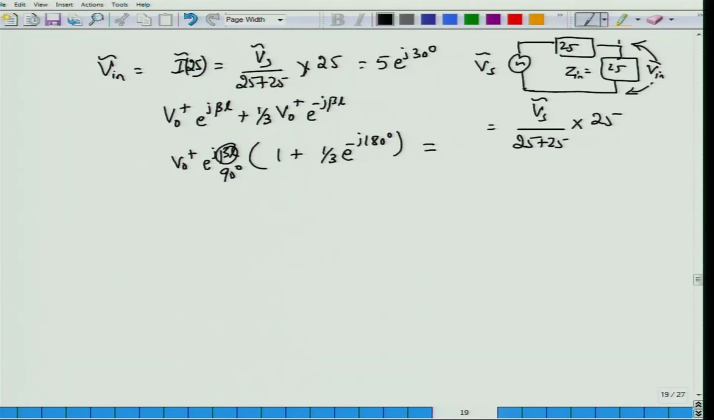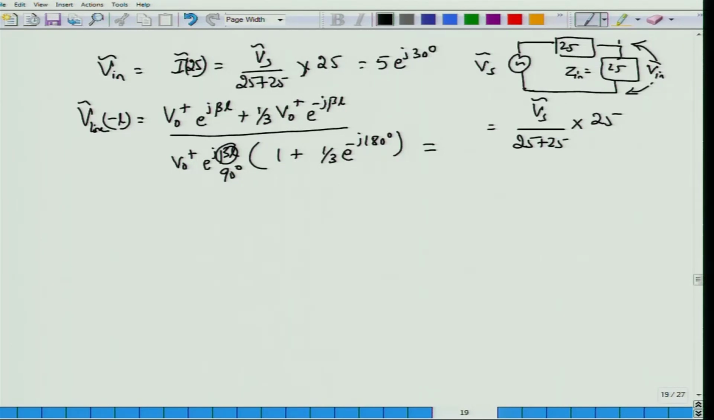Okay. So this input voltage must be exactly equal to the line phasor that we measure at minus L, and we know that the line phasor measured at minus L will be of this form. This is the forward going voltage, this is the backward travelling reflected voltage. This backward travelling reflected voltage is multiplied by 1 by 3 because that happens to be the reflection coefficient for this problem.